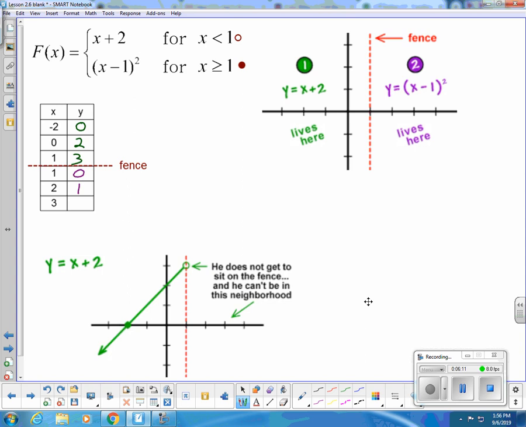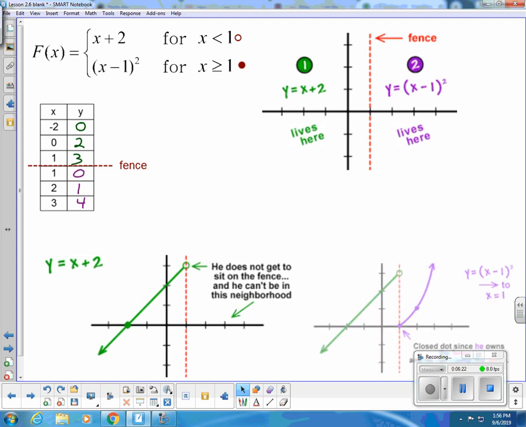2 gives me a 1. 3 gives me a 4. And then I would graph those points. Know it's a parabola, so you have to have some sort of little curve there. And make sure you show the fence guy. He's on the fence.